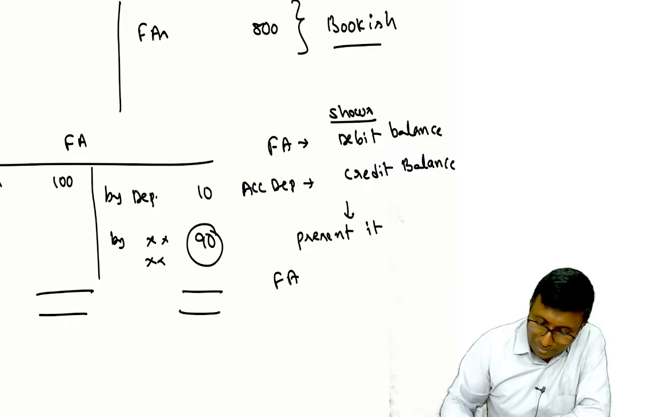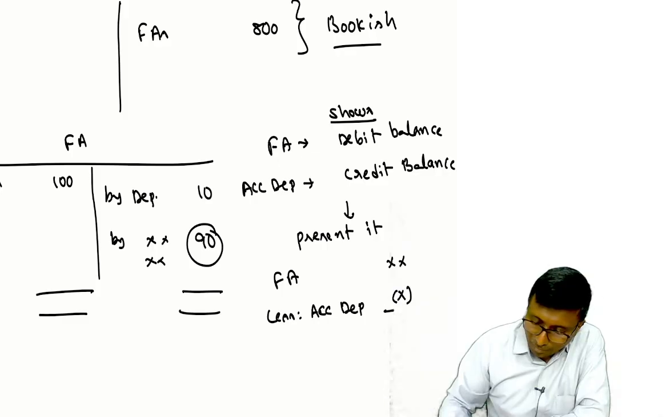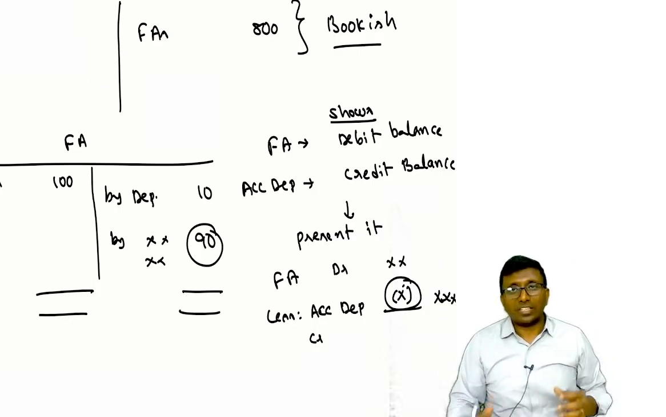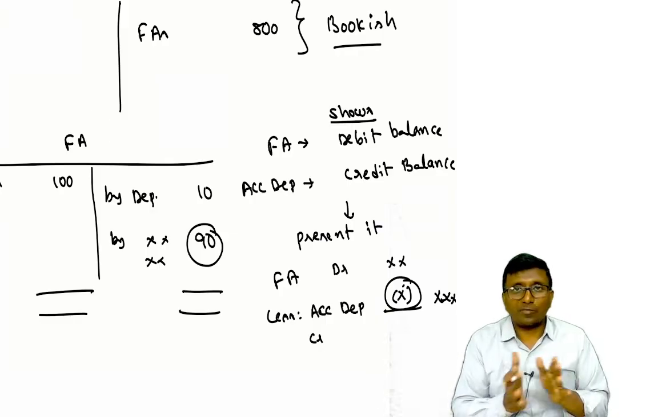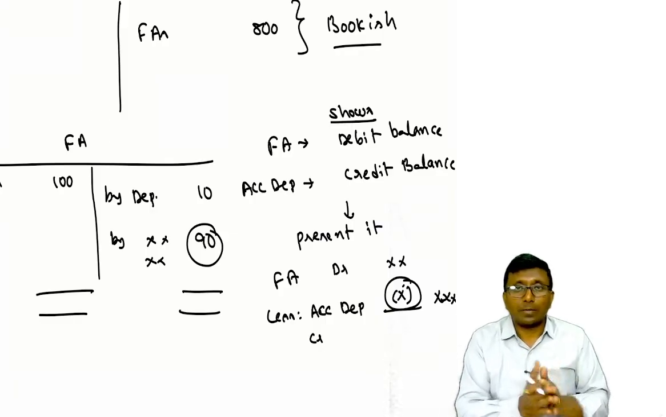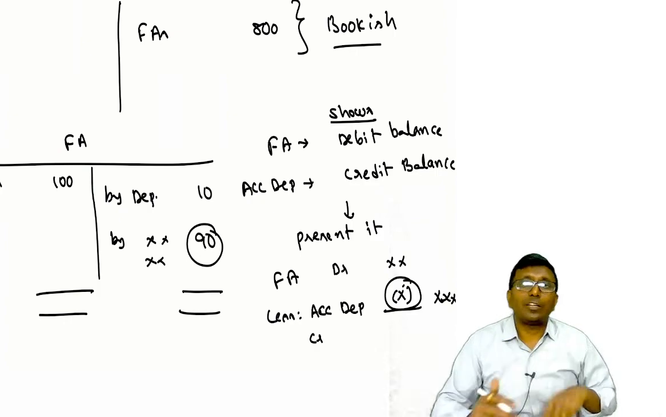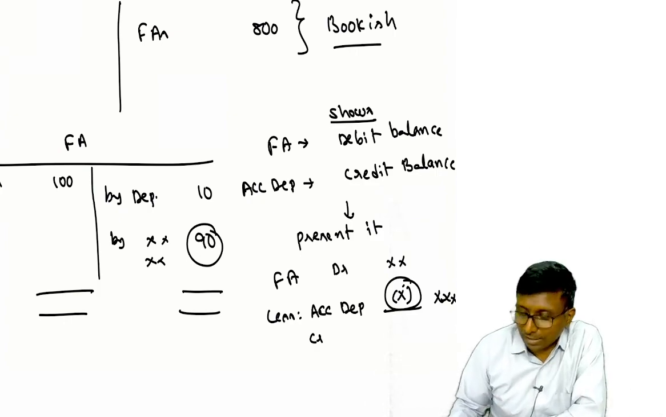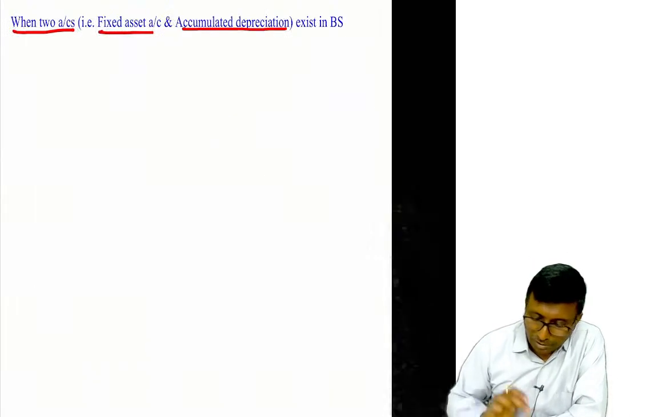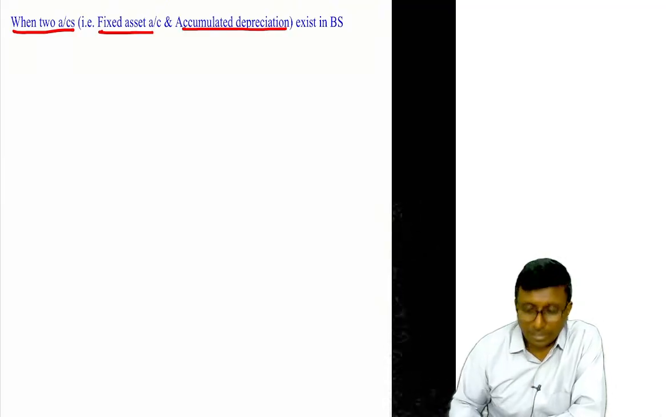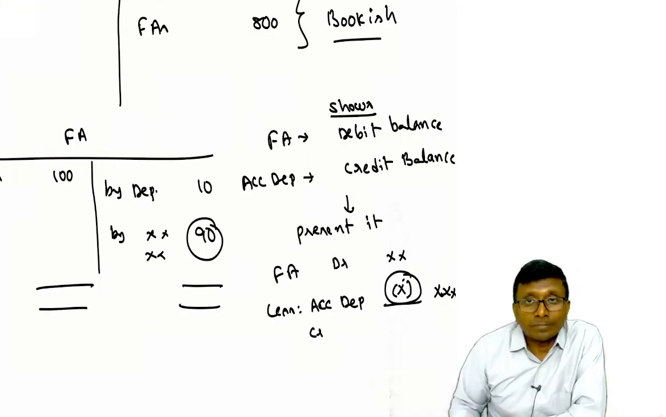We'll write fixed asset less accumulated depreciation, number minus number. Like this the presentation will happen. But remember, this is a debit balance, this is a credit balance. That's why you are reducing it. If both are debit balances, we'll add it. If both are credit balances, we'll add it. One is debit, one is credit, then automatically you are supposed to reduce it. That's very simple. Let's go on. I hope you noted first.